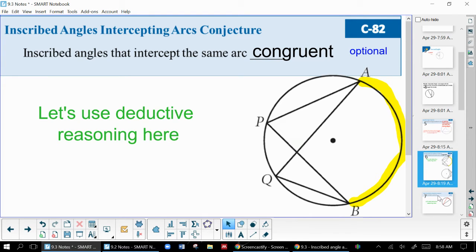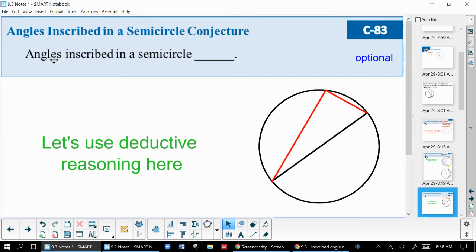Another one that relates to the same idea: if we inscribe an angle in a semicircle, so here we've got a semicircle with an inscribed angle in red, what do we think the measure of that angle is? Well, it intercepts a semicircle, and we know a semicircle is 180 degrees. And since our inscribed angle is half of that, it's going to be 90 degrees.